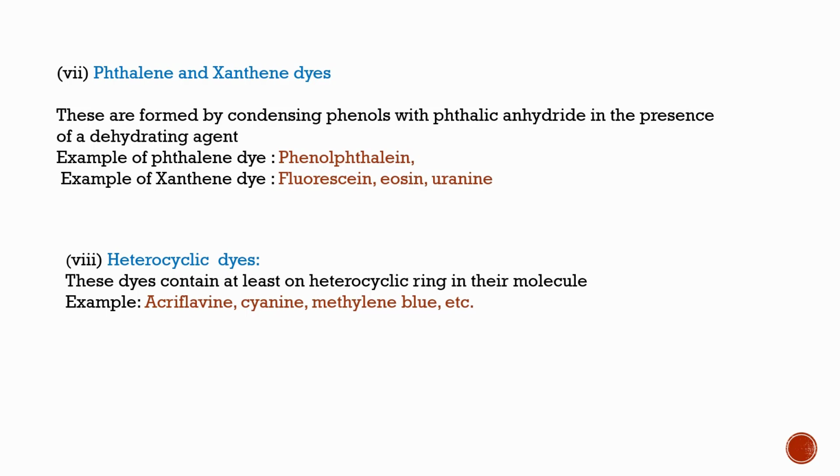Next is heterocyclic dyes. These contain at least one heterocyclic ring in the molecule. So there will be an atom other than carbon in the ring. For example, if you have a ring like this, which is benzene, and instead of this carbon, if you have nitrogen, oxygen or sulfur or any other element other than carbon, this becomes a heterocyclic ring. Example of dyes of this type are acryflavine, cyanine, methylene blue, etc.